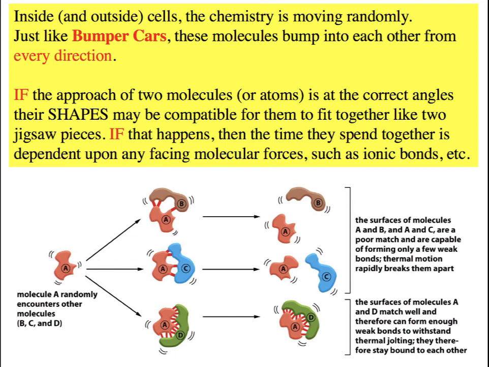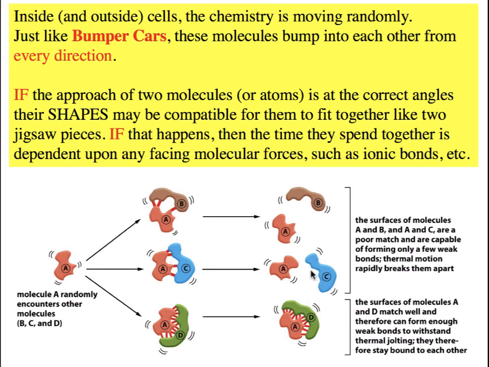This is indicated very nicely by this figure. If molecule A needs to interact with molecule D, it may bump into molecule B. Because the surface shapes are not compatible and the intermolecular forces indicated in red are not strong enough, the two molecules will simply bounce away. The same thing would happen when molecule A accidentally bumps into molecule C. The shapes, once again, are not sufficiently compatible, and the intermolecular forces are not strong enough to keep the two molecules combined.